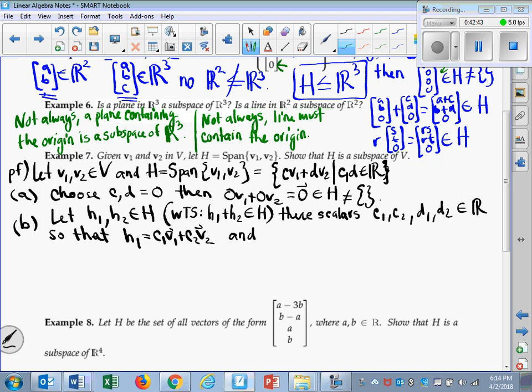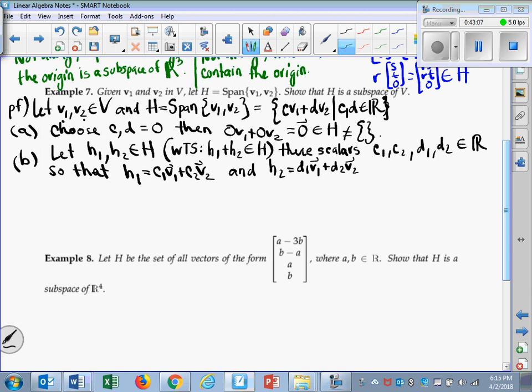And H2 is equal to D1 V1 plus D2 V2. So it's still in the span as well. Remember, H1 and H2 are from H, so that means that they have to be a linear combination of V1 and V2. Okay, so now why did I go through that?